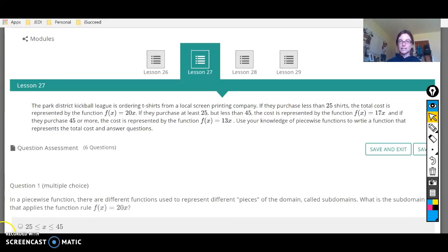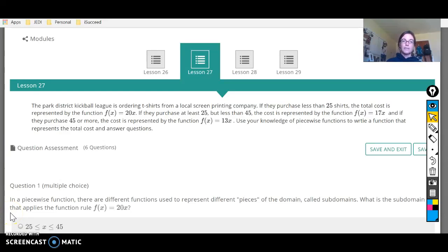We are on lesson 27, unit 6, and in this lesson we are focusing on piecewise functions. The background for this one is that the Park District Kickball League is ordering t-shirts from a local screen printing company. If they purchase less than 25 shirts, the total cost is represented by the function f of x equals 20x.